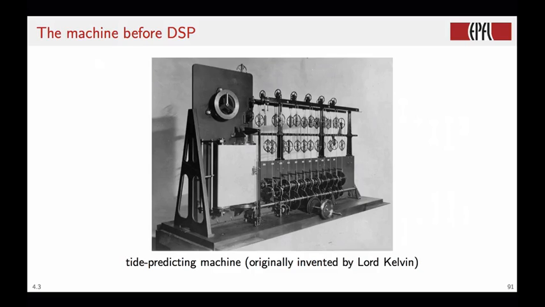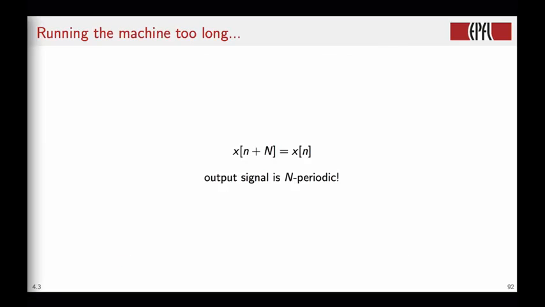Because in reality these machines were used in the past, for instance, to predict the tides. The tide is a periodic phenomenon, and once you find the modes, you can actually use the experimental data to predict the evolution of the tide as a superposition of sinusoidal components. So this machine that was originally invented by Lord Kelvin is nothing but a mechanical implementation of the DFT reconstruction machine that we just saw before.